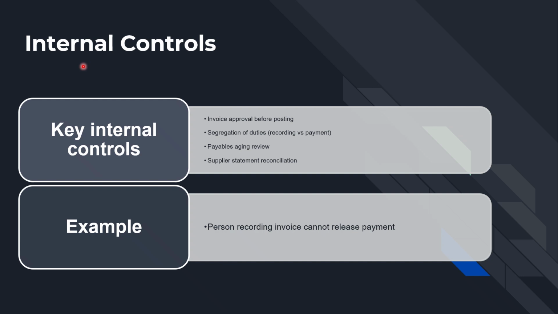Okay, now internal controls play a key role in managing the creditor cycle. One important control is approving invoices before they are posted into the system. Another is segregation of duties, where recording transactions and releasing payments are handled by different individuals. Regular review of payables aging helps identify overdue balances, and supplier statement reconciliations ensure that recorded balances agree with supplier records. So for example, the person who records an invoice should not have the authority to release the payment. This separation reduces the risk of errors and misuse of funds.